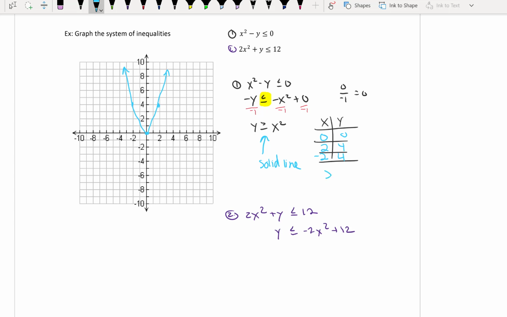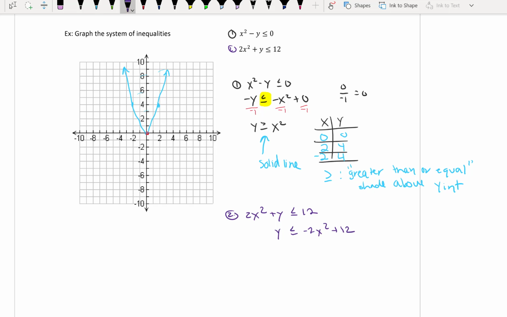And here I have greater than or equal to. So that means shade above the y-intercept. Since this is the y-intercept, I know I'm shading above. So if I'm shading above, that's going to be somewhere over here. And I'm not going to really shade it in yet because I want to see what my second equation is going to tell me to do.